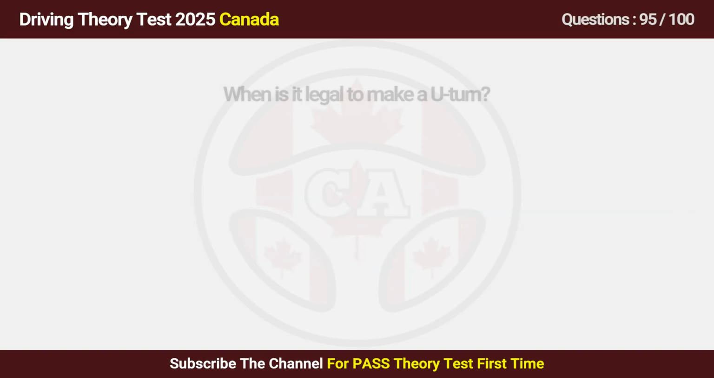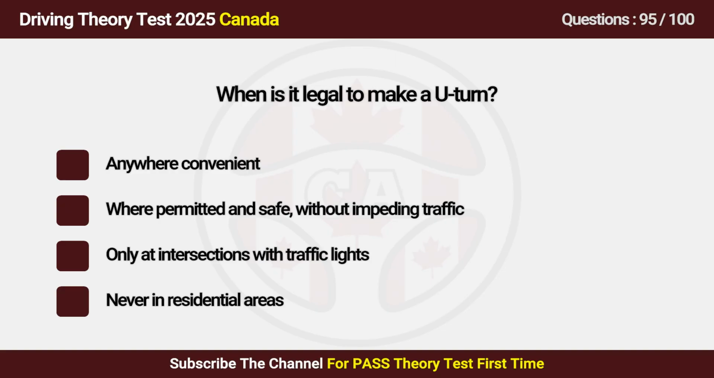Question 95. When is it legal to make a U-turn? A. Anywhere convenient. B. Where permitted and safe without impeding traffic. C. Only at intersections with traffic lights. D. Never in residential areas.